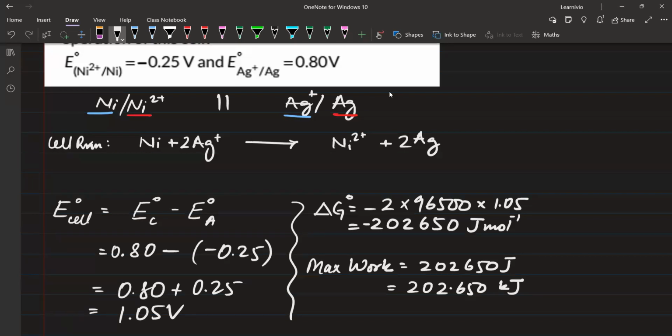I hope now you are aware of the units also. Please mention the units. Whenever you are writing for delta G, it will be joules per mole. Work done will always be in joules. Okay, work done you will keep in joules or kilojoules. Similarly, for delta G also you can write it in kilojoules. Minus 202.650 kilojoule per mole. Okay, not an issue.